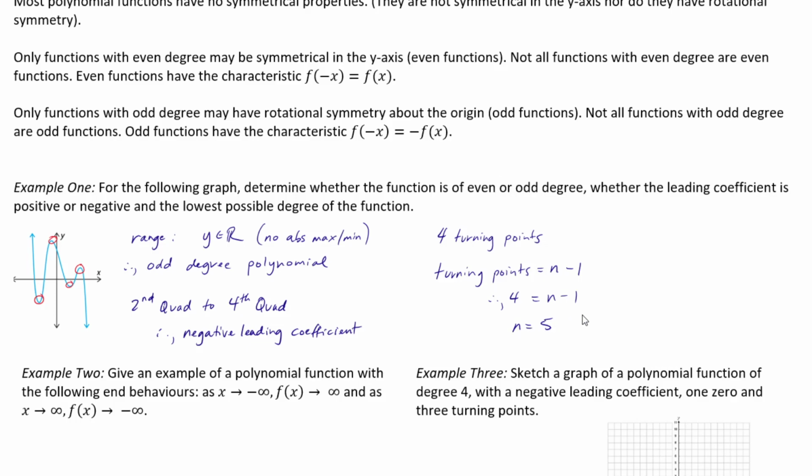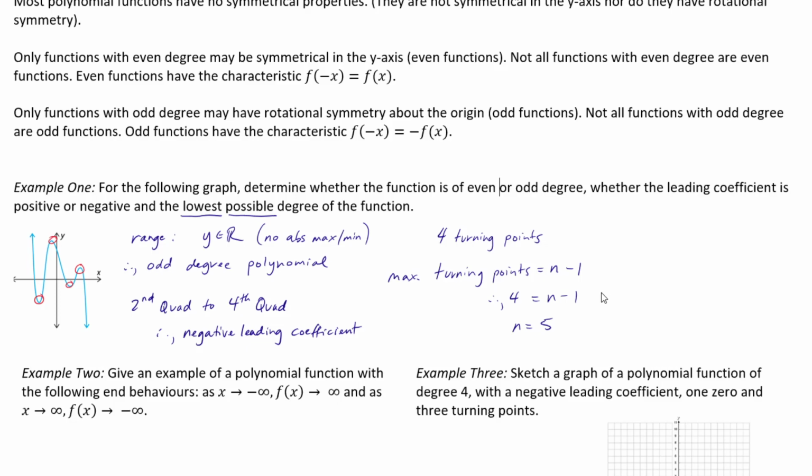Now, that's the lowest possible degree, right? Because this right here, the equation for turning points, is the maximum number of turning points. So say, for example, I had a polynomial of degree 7. Well, that means I could have a maximum of 6 turning points. But having a maximum of 6 turning points means I could also have 5 turning points, or 4 turning points, or 3 turning points. So the question asked for the lowest possible degree.